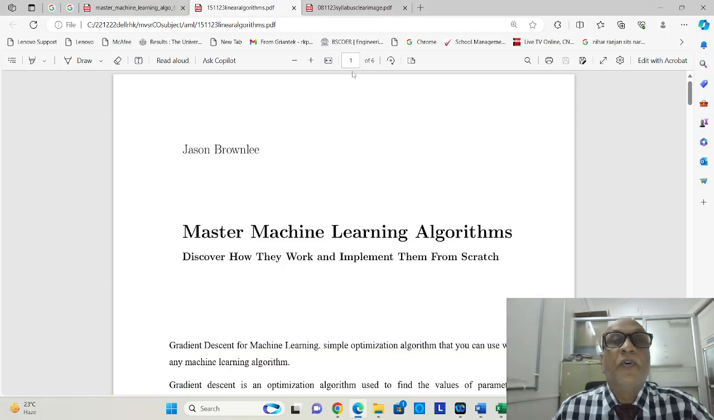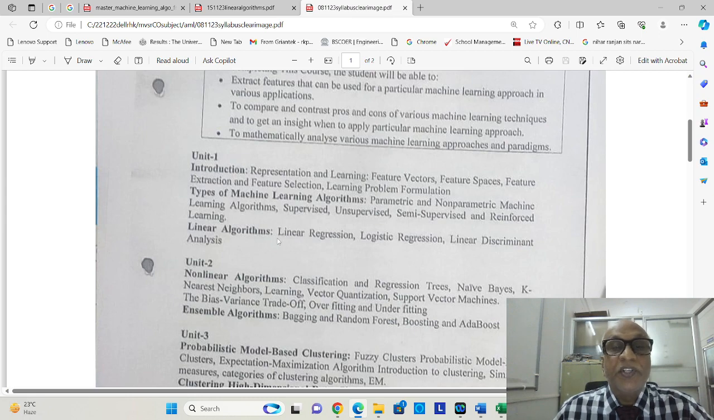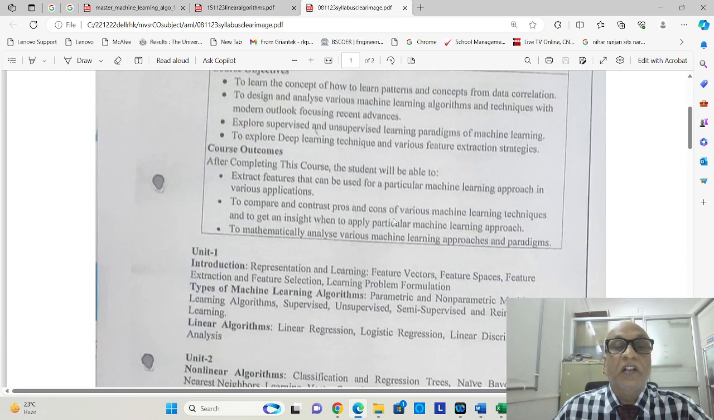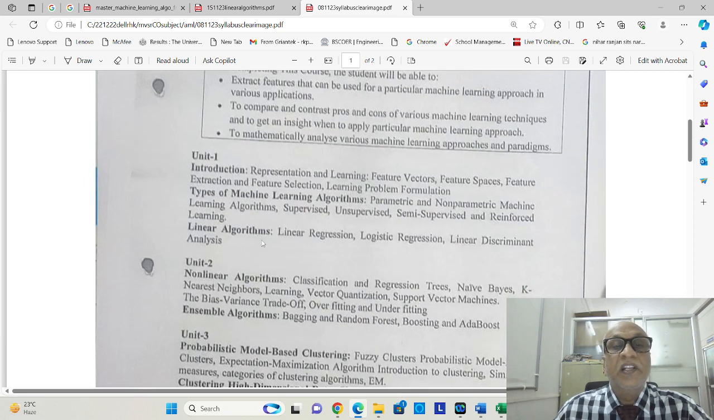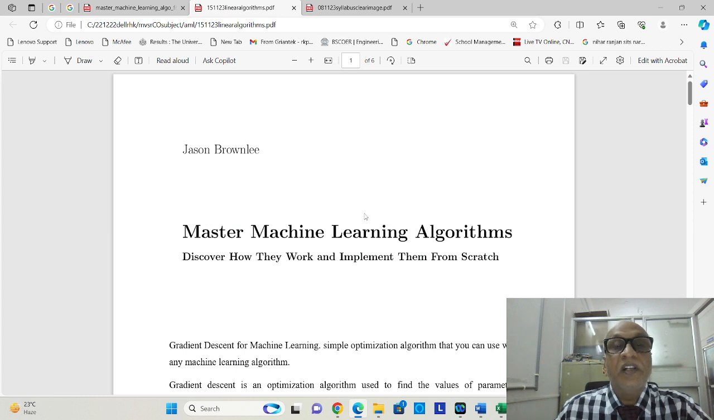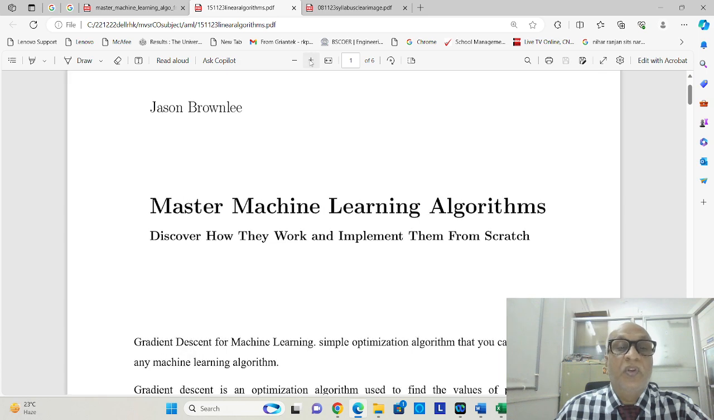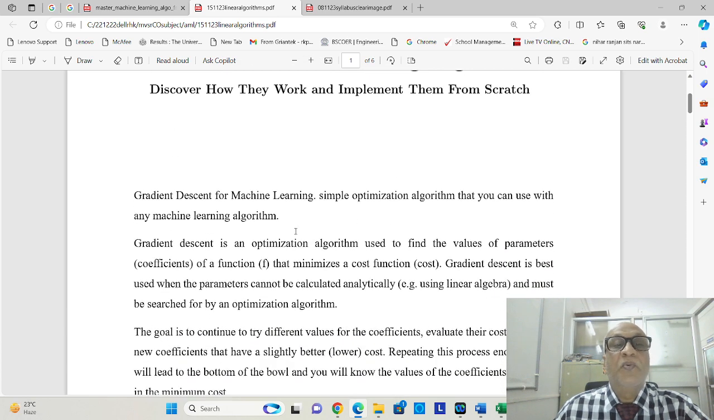So for this syllabus point, for the subject advanced machine learning, linear regression and linear algorithms, we'll be referring today's content from this book by Jason Brownlee, Master Machine Learning Algorithms: Discover How They Work and Implement Them from Scratch. So here it is speaking about gradient descent.